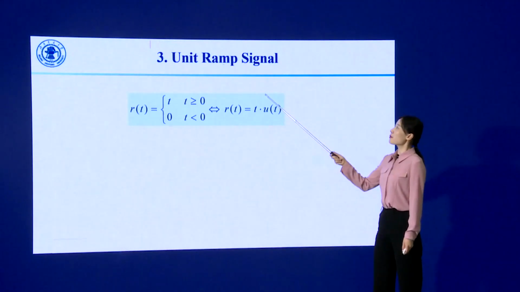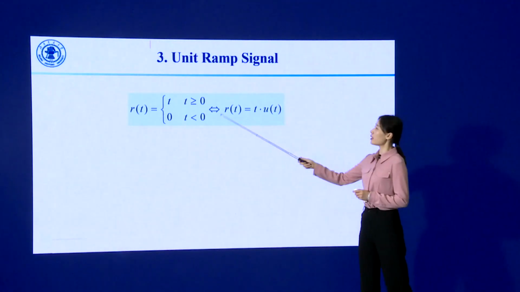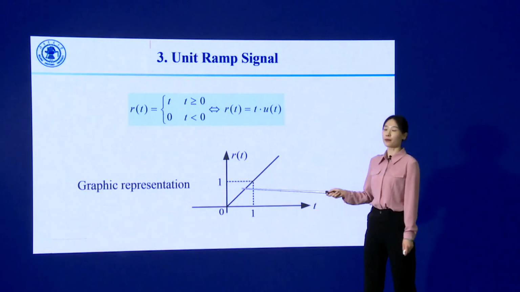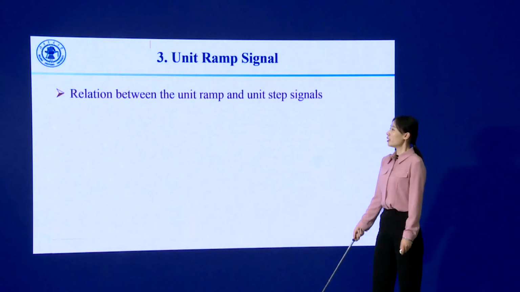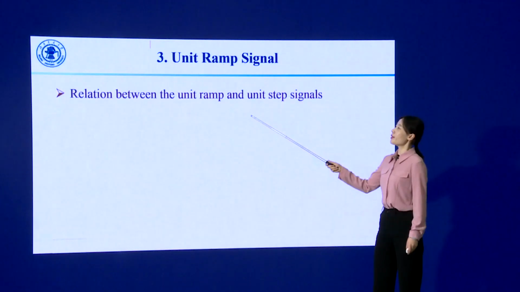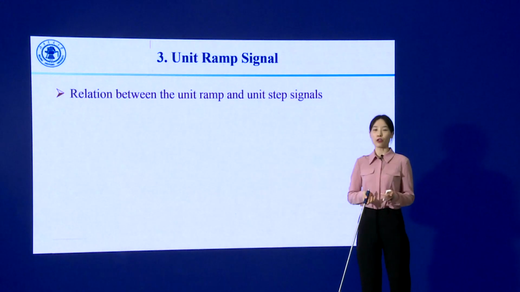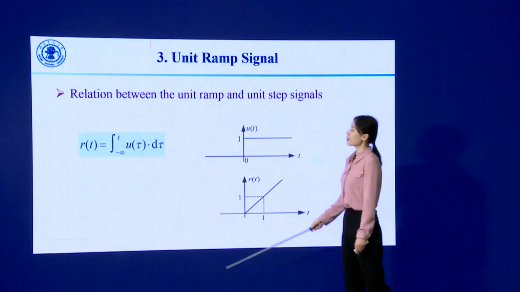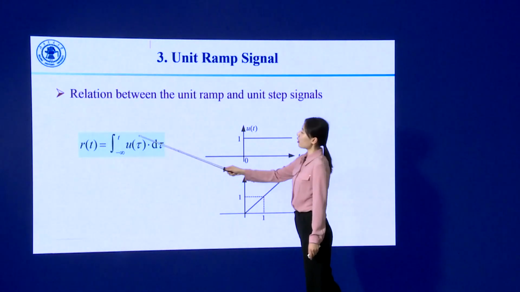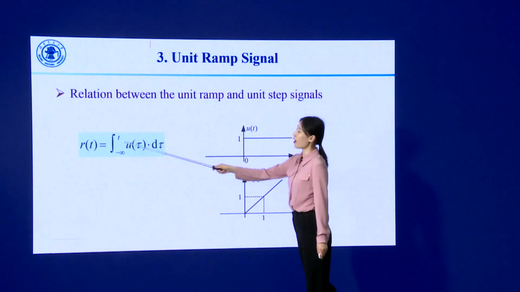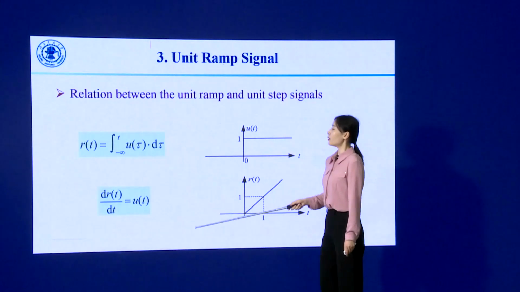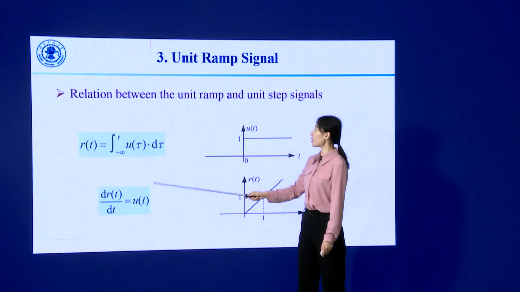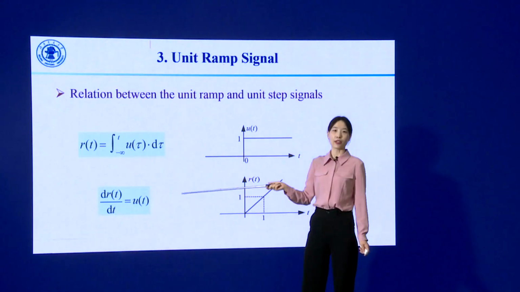The unit ramp signal can be expressed in this equation. Here is a graphic representation. Now let's give the relation between the unit ramp signal and the unit step signal. We can find that when we do integration on u of t, we can get r of t. And when we do differentiation on r of t, we can get the unit step signal.